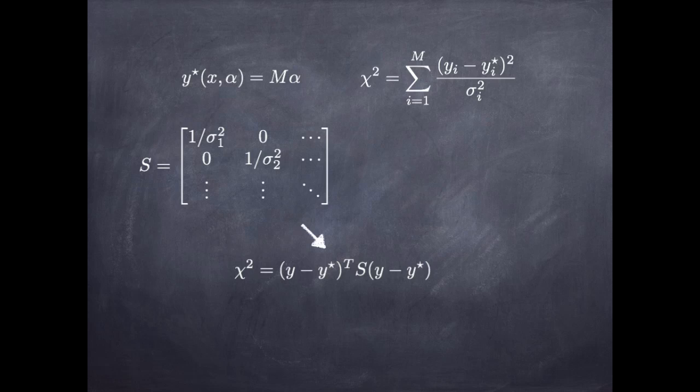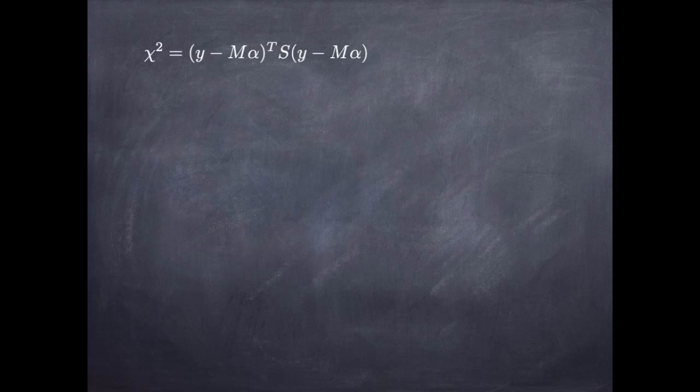And if I put in the definition of y star, then I can write the whole thing as a compact matrix multiply with the parameters explicitly thrown in to the mix. So I've got chi-squared in terms of the x data, in terms of the sigmas, in terms of the y data, and most importantly in terms of this vector of unknown parameters. So there we have chi-squared, and the question is, how do I figure out what parameters minimize chi-squared?